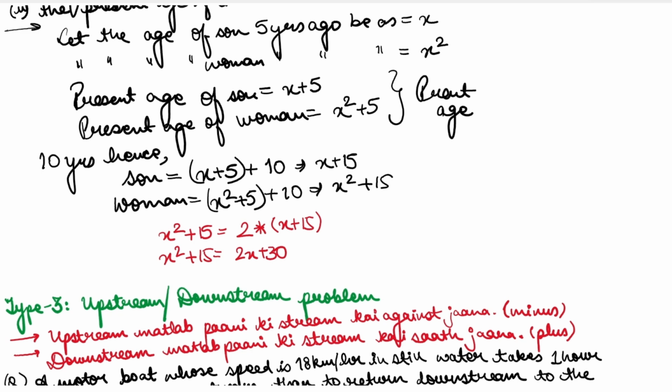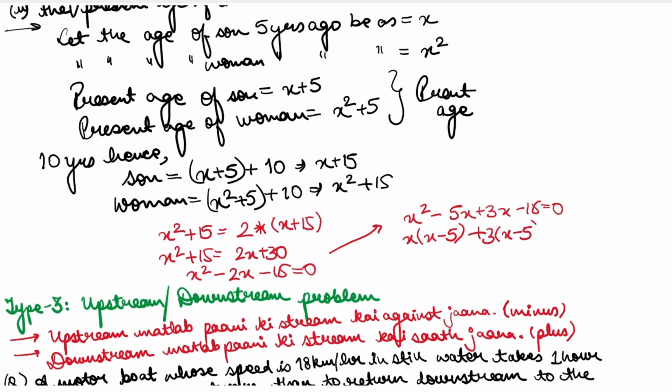So it becomes x square minus 2x minus 15 is equal to 0. Now we can split it as x square minus 5x plus 3x minus 15 is equal to 0. Taking x common, x into x minus 5 plus 3 into x minus 5 is equal to 0. So x plus 3 and x minus 5 is equal to 0. So what will x be? x is minus 3 or 5. Again, age can never be negative, so age will always be positive.